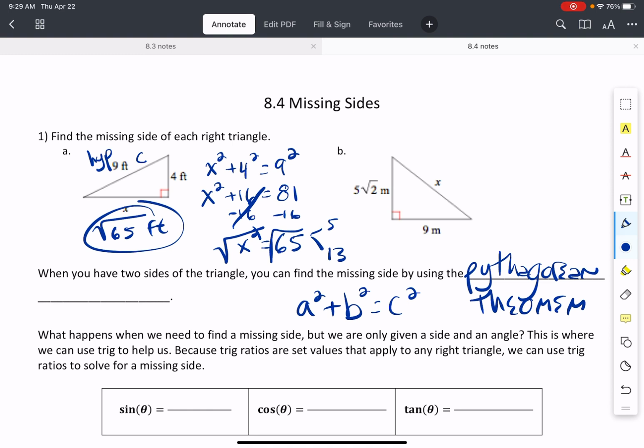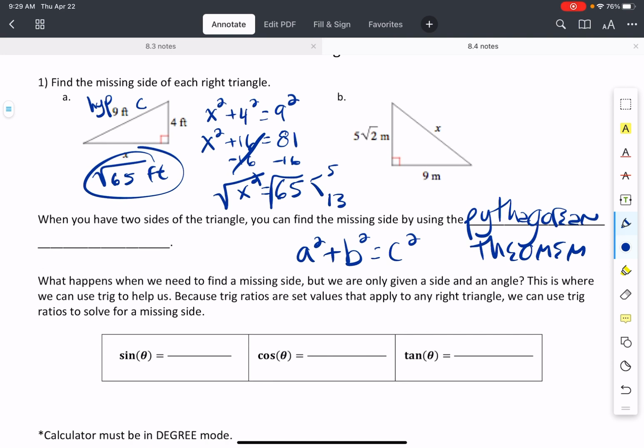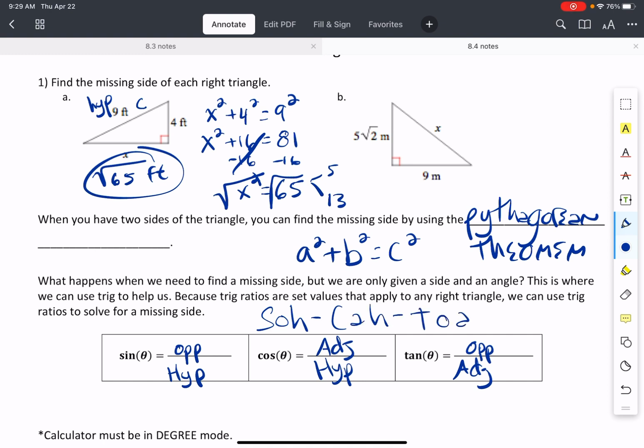What fraction goes with the sine function? O and H, opposite over hypotenuse. Cosine, adjacent over hypotenuse. Guys, I've said this every day this unit. I'm not going to give you these or give you the SOHCAHTOA on your test. You got to get them memorized, okay? And then tangent is opposite over adjacent. So we use this mnemonic device to help us remember the order. So you got to get those memorized. Okay.